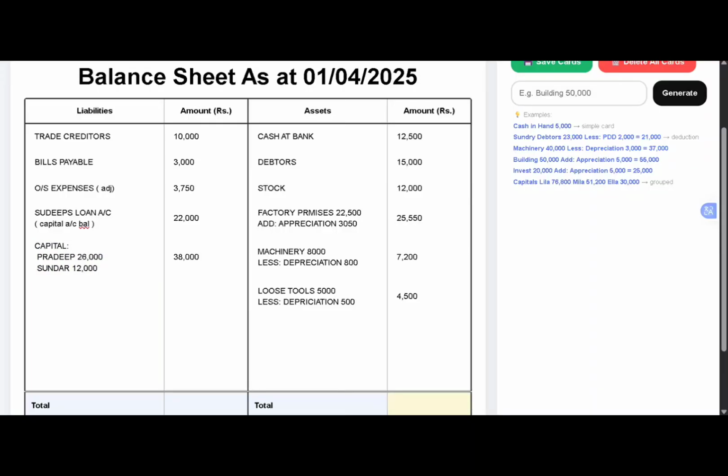So now the total of the balance sheet will be 76,750 on the asset side, and on the liability side also we will get the same total 76,750. So this is the balance sheet of the continuing partners after retirement of Sudeep. Hope it is clear, students. We will see another sum under 12 markers with a different adjustment.